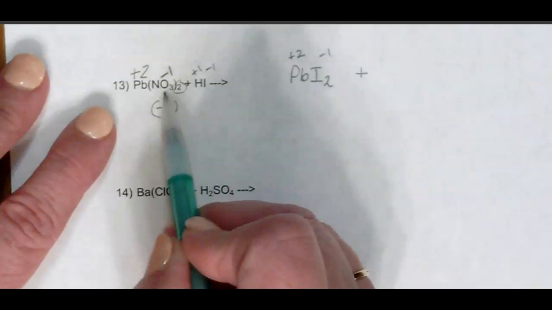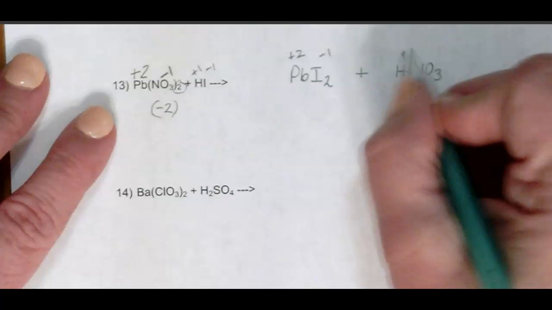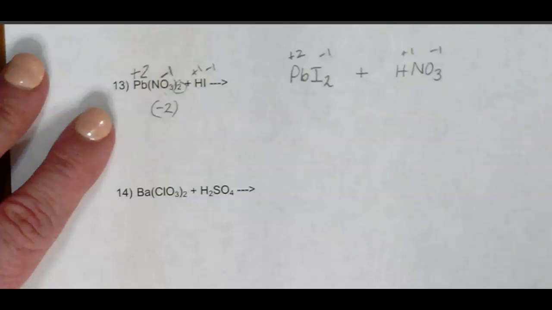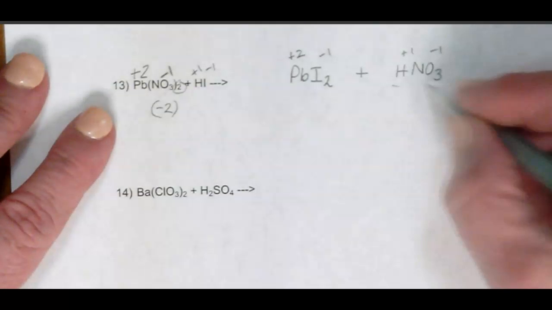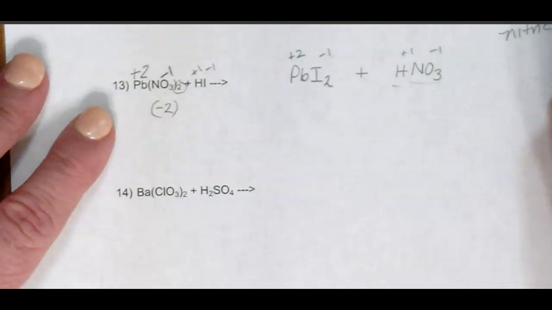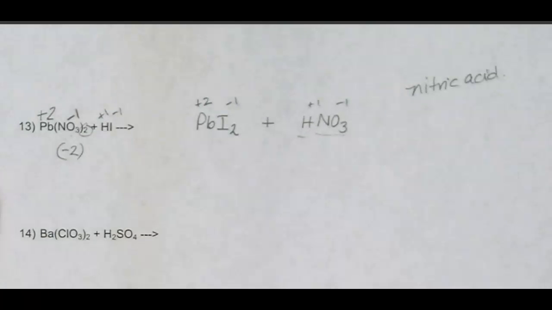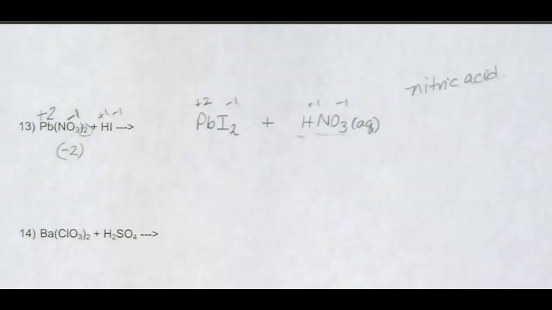Hydrogen with our nitrate. Hydrogen is a +1, nitrate's a -1. Again, as I told you earlier, anytime it starts with a hydrogen, it's going to be an acid. Since this is a polyatomic, we call this nitric acid. Nitric acid. That over here so you can see it. Okay. Again, let's check our solubility. So all acids are aqueous. That's a given. So it's just whether or not lead iodide is insoluble. So let's go find that out.